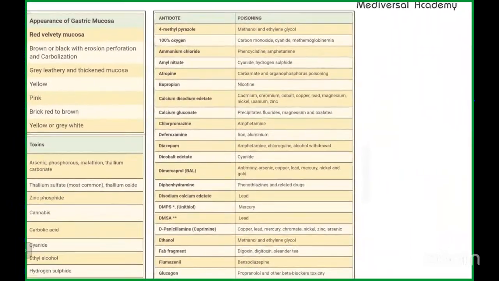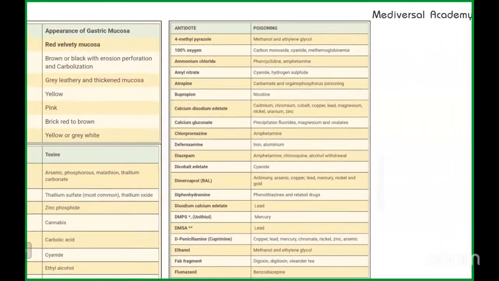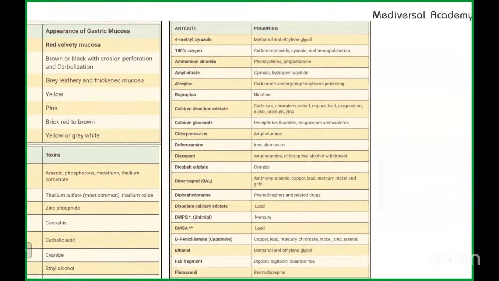Now, if there's one slide that I need to revise with toxicology one night before my exam, it is going to be this slide, antidotes with their poisoning. From here, I typically want you to remember amyl nitrate, which is used for cyanide and hydrogen sulfide poisoning. I want you to remember atropine, which is used for carbamate poisoning. Nicotine is treated via bupropion, and hence is one of the major constituents of chewing gums, nicotine gums, or nicotine tablets, or nicotine patches that we have.